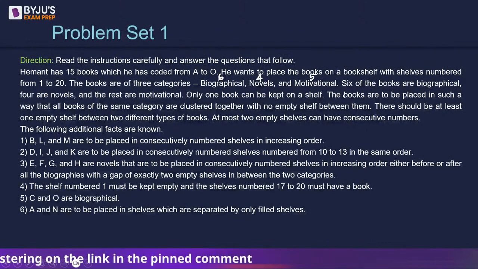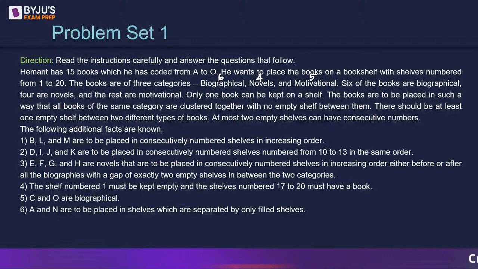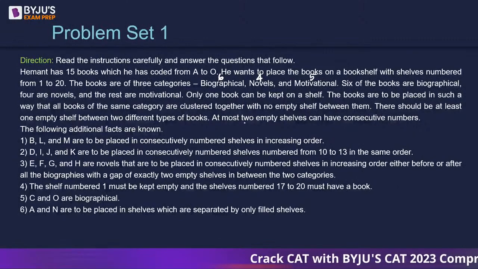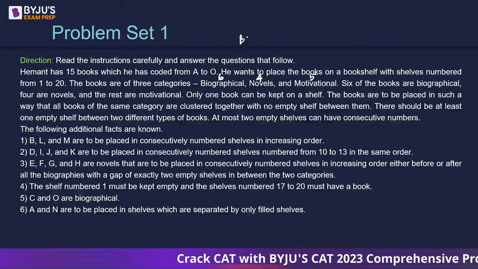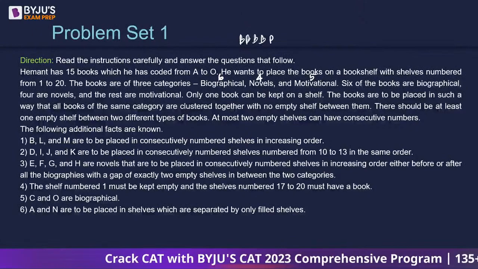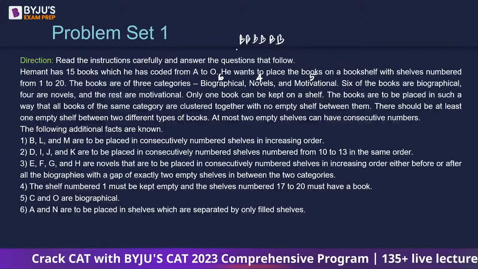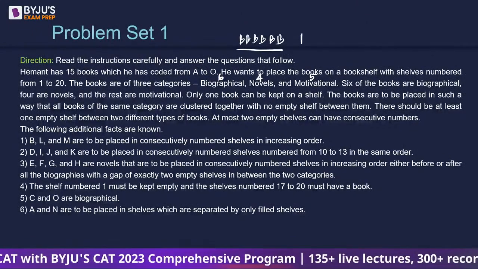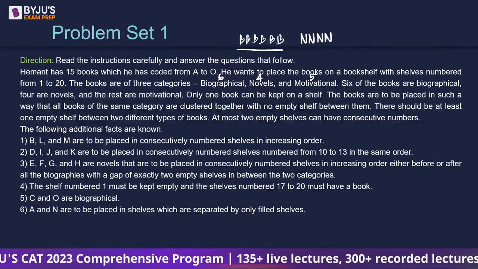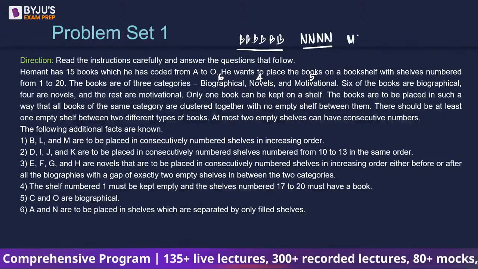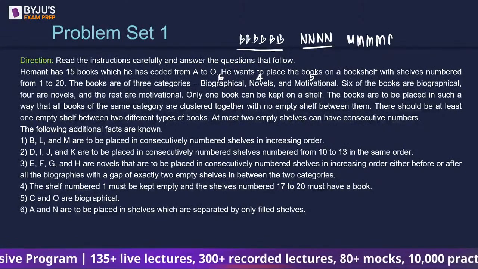Only one book can be kept on a shelf. So there are 20 shelves and only one book can be kept. That means 5 shelves are going to be vacant. The books are to be placed in such a way that all the books of the same category are clustered together with no empty shelves between them. So if you start with biographical, they should be continuous. So it's more like 6 B's are going to be same, 4 N's are same, and 5 M's are same, as in they are going to be continuous.